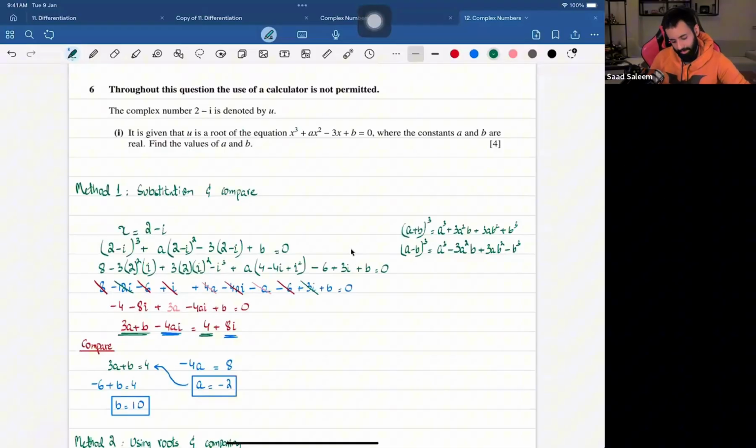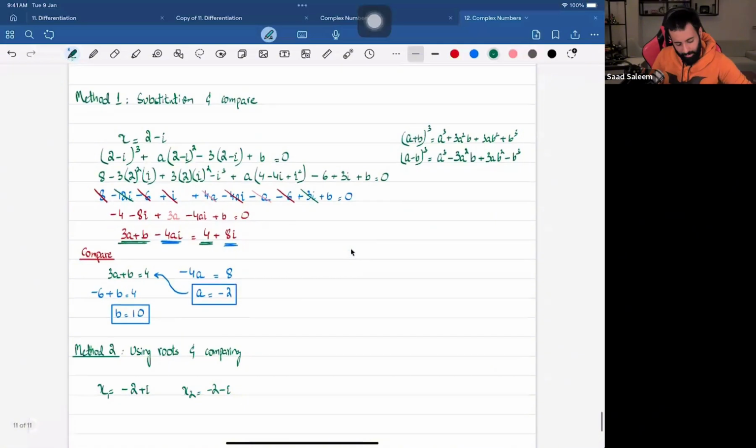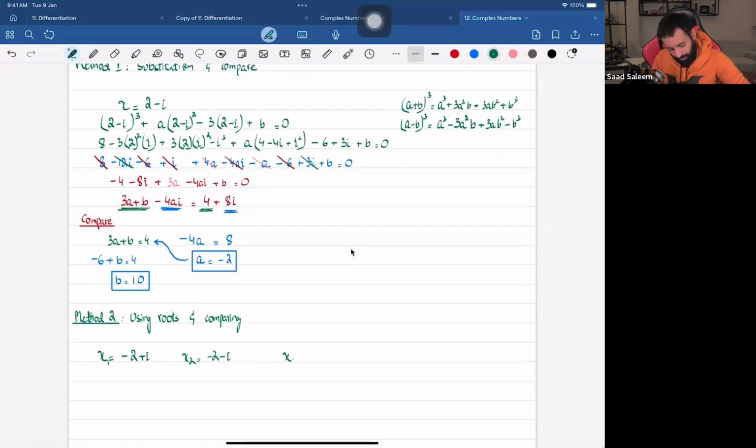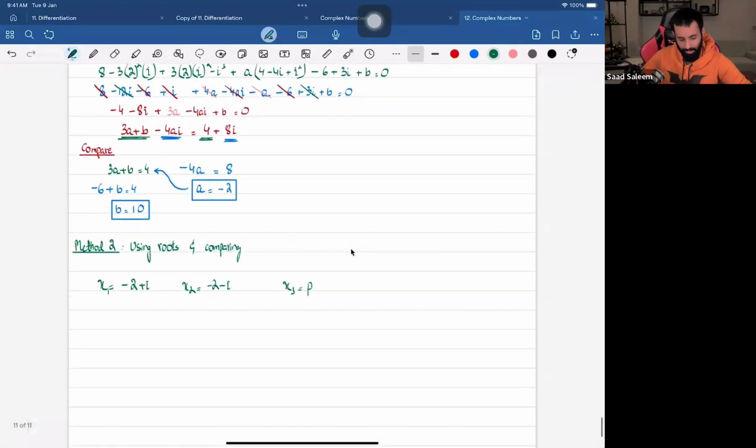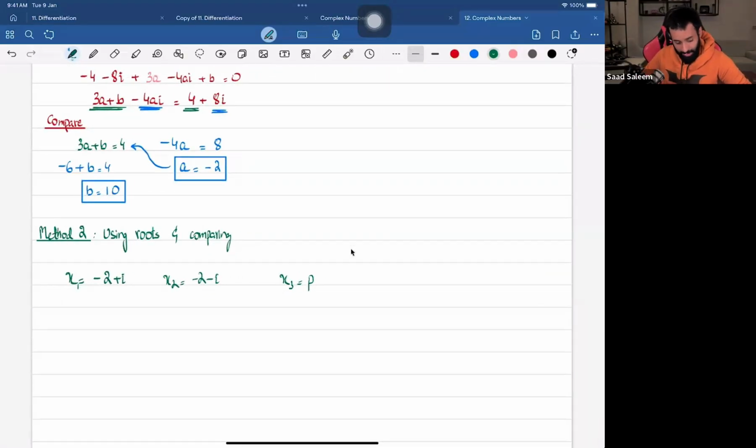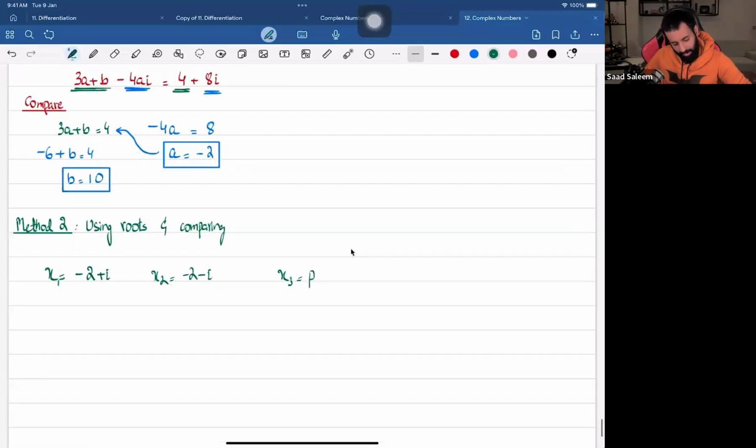So because it's a cubic equation, it's possible that there is a third root. Since we don't know what it is, we're just going to call it p. You can call it p, q, r, just make sure you don't end up calling it a, b, because we've already used that. So just call it anything else, whatever it is that you wish to call it.